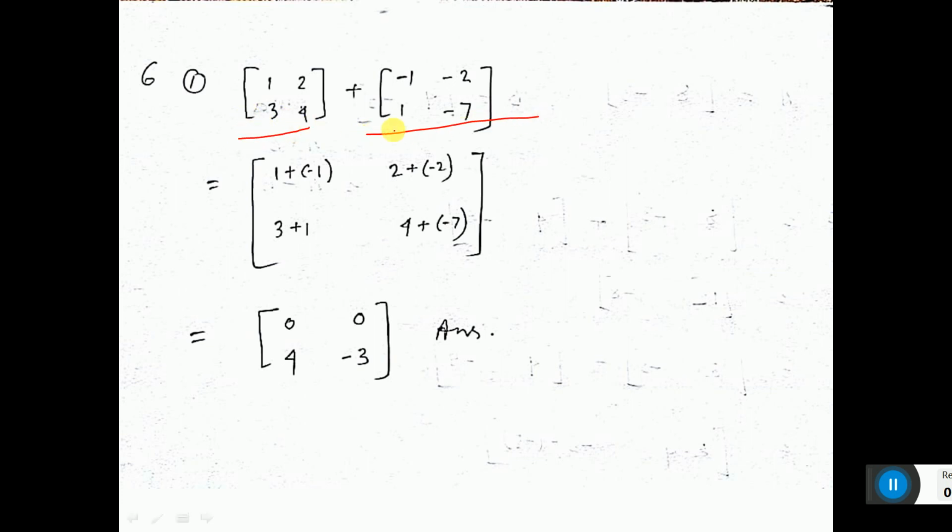Now sum number 6 also I have done, you see. Addition of these two matrices, the corresponding elements: 1 plus minus 1 will cancel and be 0. Similarly 2 plus minus 2 will also be 0. Then 3 plus 1 means 4. Then 4 minus 7, that is minus 3. So this is the answer.